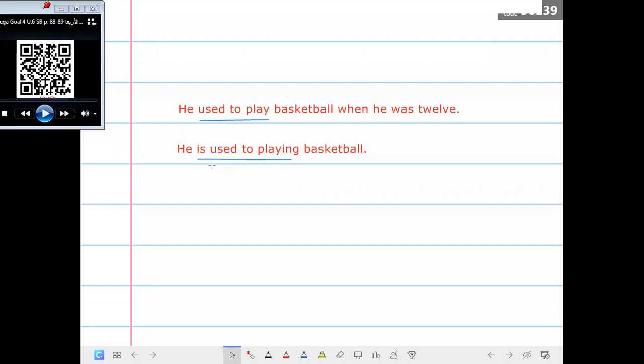But in the second one, if we use the helping verb and used to and the gerund اللي هو الفيرب ing, that is if we want to say that the action has become familiar or habitual. يعني لما اجي اتكلم عن شيء خلاص اصبح مألوف بالنسبه لي او معروف او محبوب بالنسبه لي او عاده، استخدم used to ولكن مع الفعل المساعد ويكون بعدها الفيرب ing.